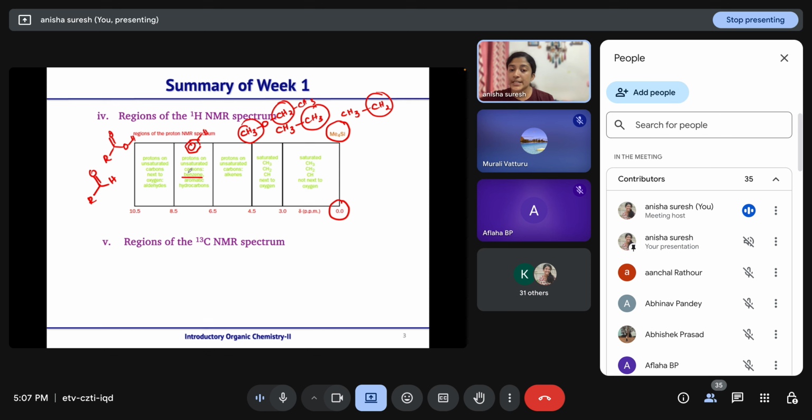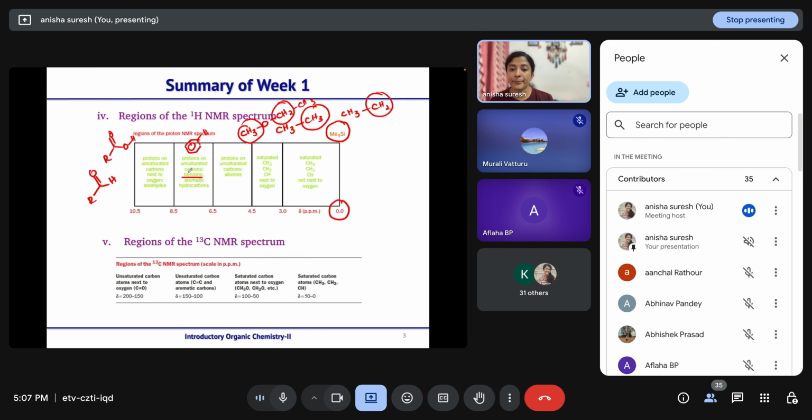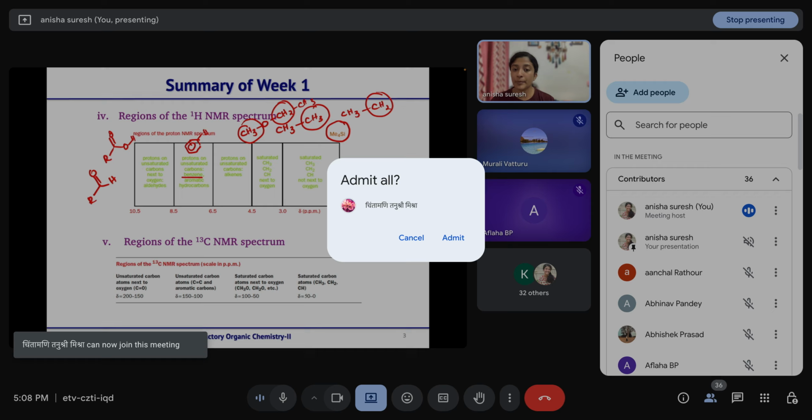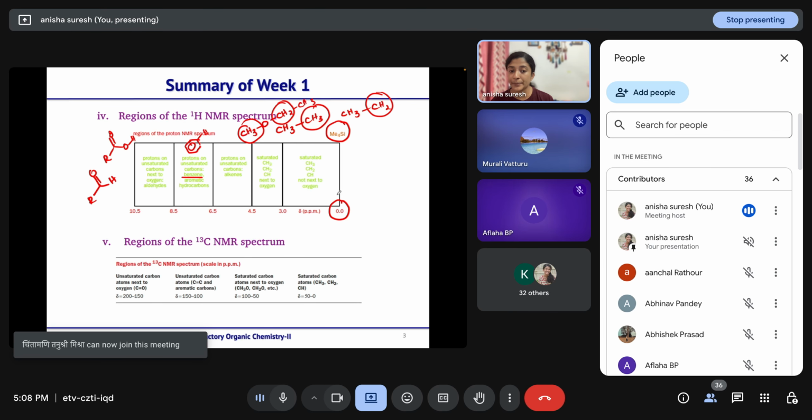Now coming to the regions of the 13C NMR spectrum. As you can see, in the proton NMR spectrum, the range is covered from 0 to 10 or 0 to 12 ppm, while in the case of 13C NMR spectrum, it is covering a broader range, like 0 to 200 ppm.